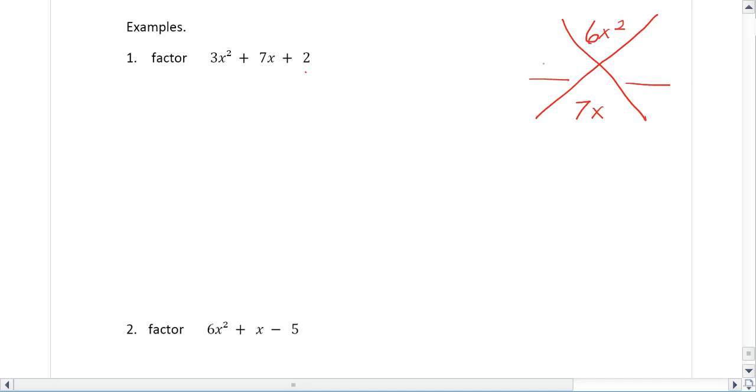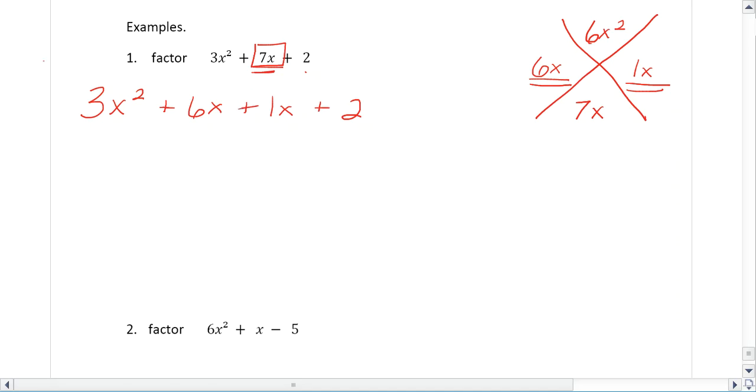And we can't use 2 and 3 this time because they add to 5, but 6 and 1 adds to 7. So now let's do our substitution over here. Let's remove this middle term and let's put in 6x plus 1x. So we write that, we keep our first term, we put 6x plus 1x, and then plus 2. And just so you realize, 7x is 6x plus 1x. We've just done a little substitution.